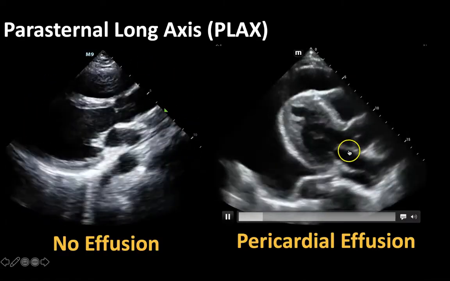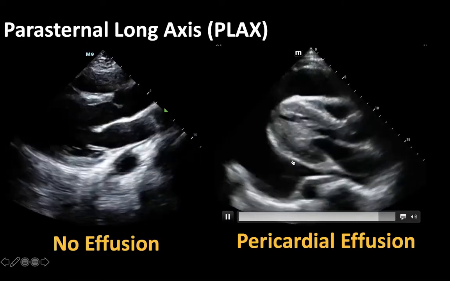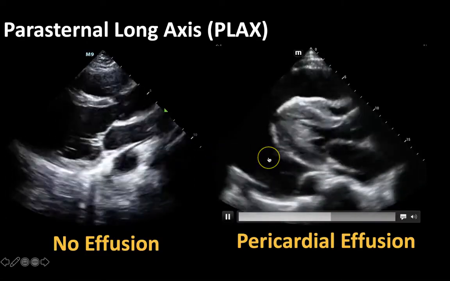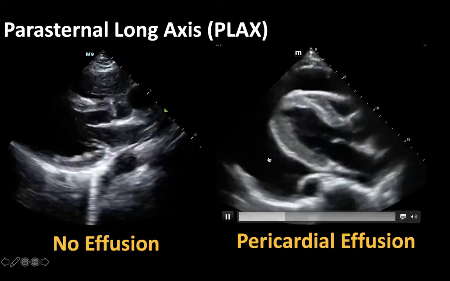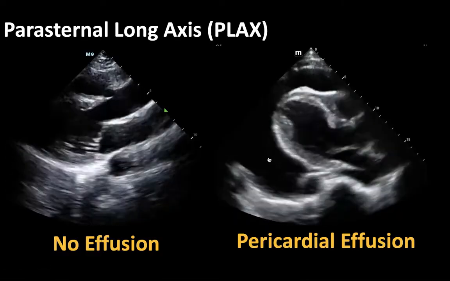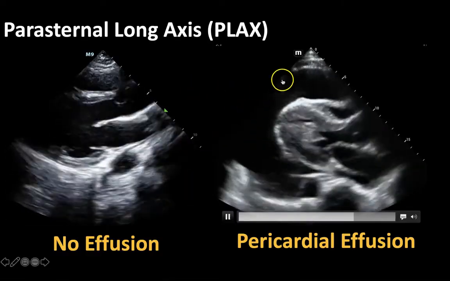Then we look at this heart on the right side of the screen, which you'll notice looks very different from the one on the left. Now this is actually also a parasternal long axis view. It just looks a bit different because there's a large pericardial effusion around this heart.